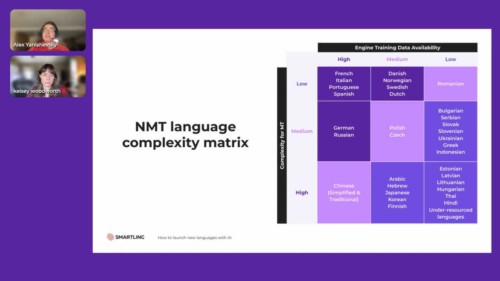Germanic and Slavic languages would tend to be in the middle, and Asian languages, bidirectional languages, will tend to be very, very high complexity, and for some of them, there isn't even as much data. And then here you have under-resourced or low-resourced long-tail languages for which we really don't have that much data. So one of the things to think about when you get started is using this language complexity matrix. This is a good way to get started and a good way to add additional languages.